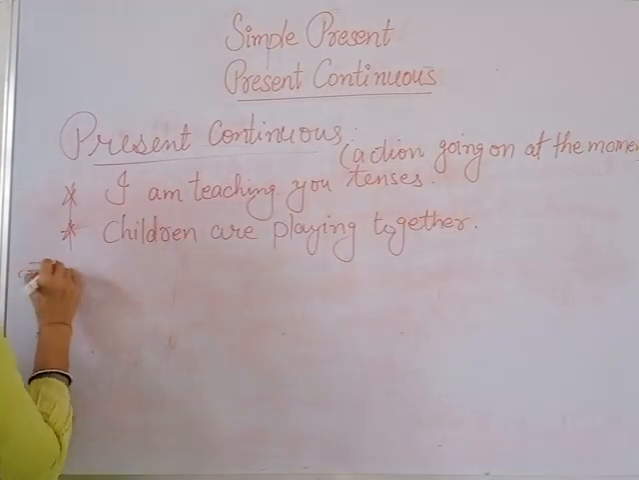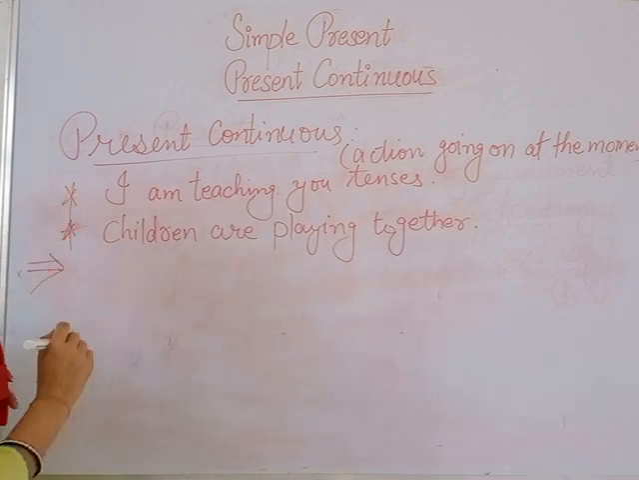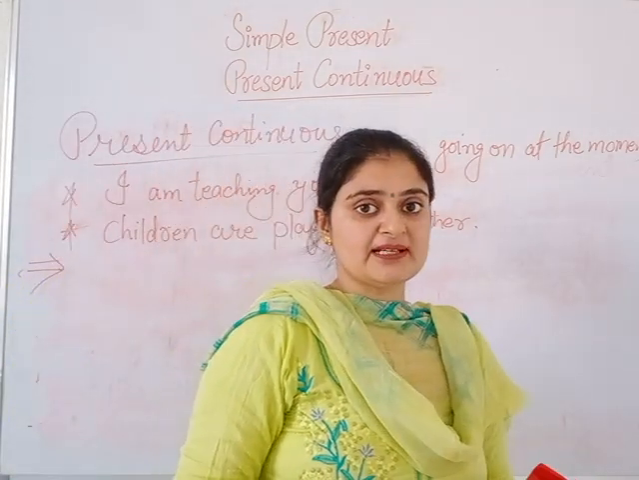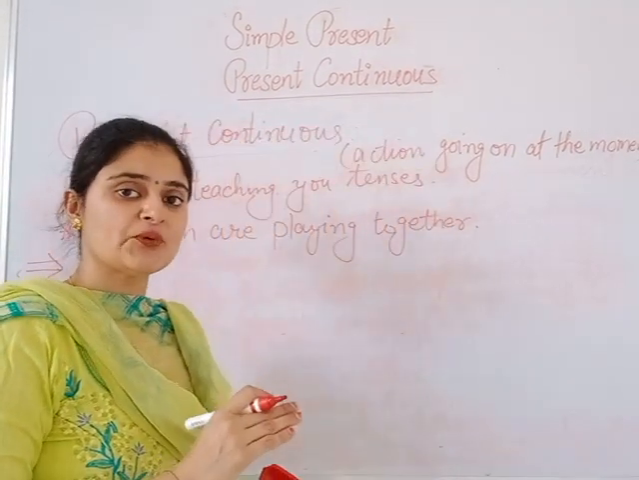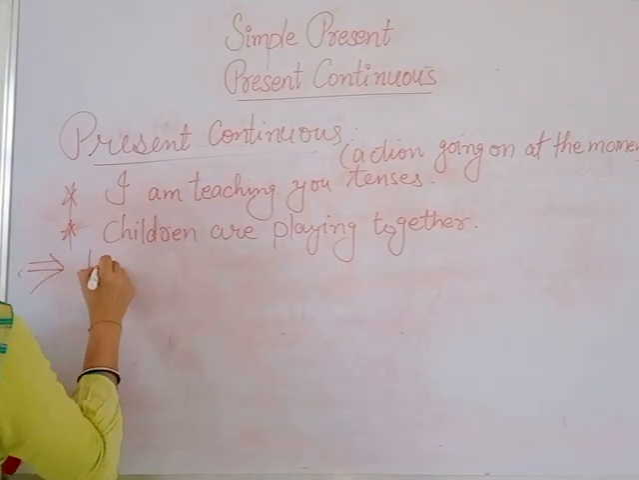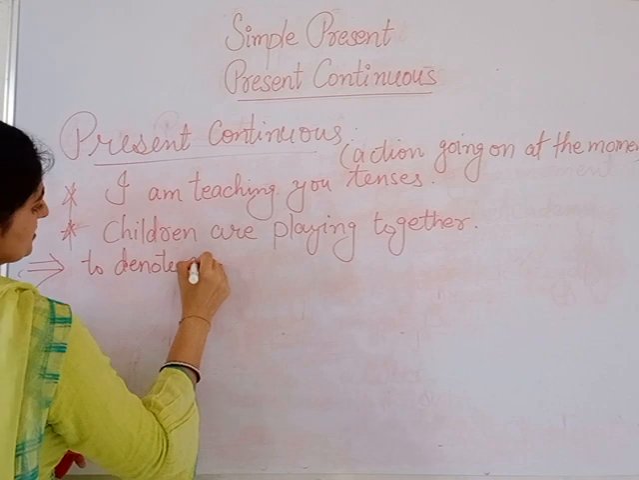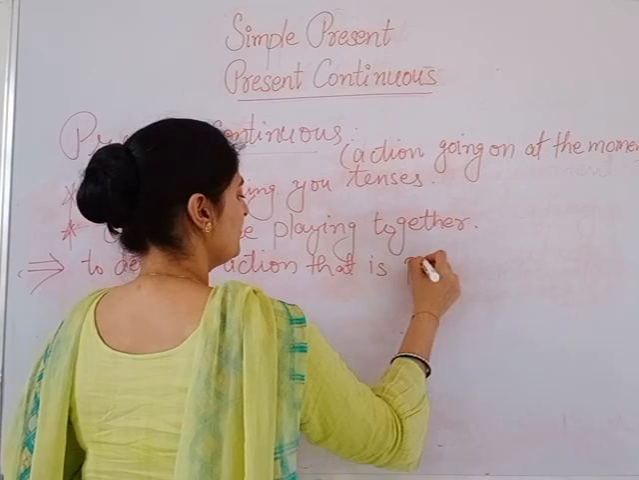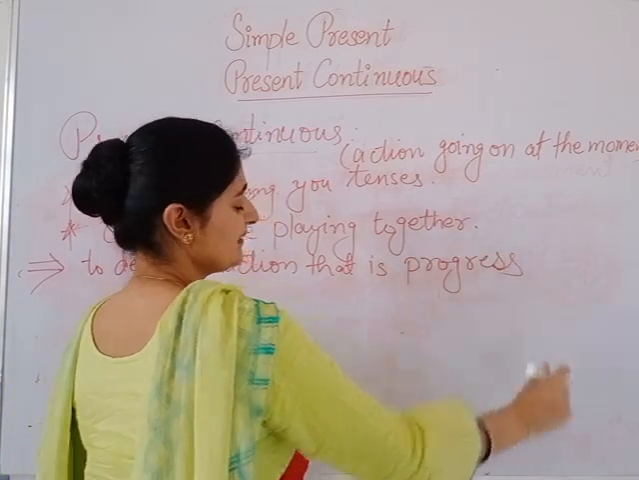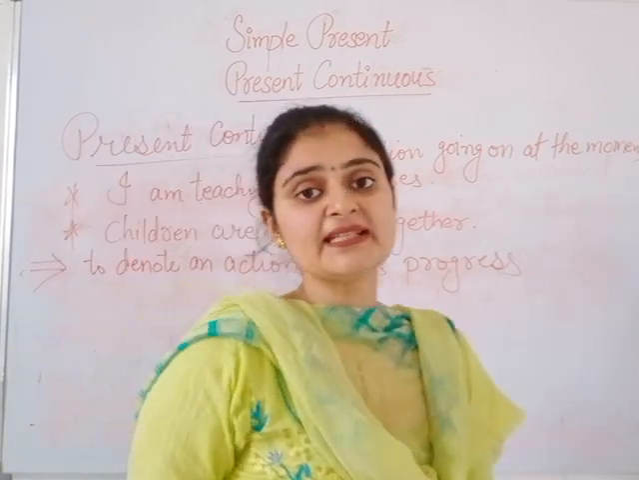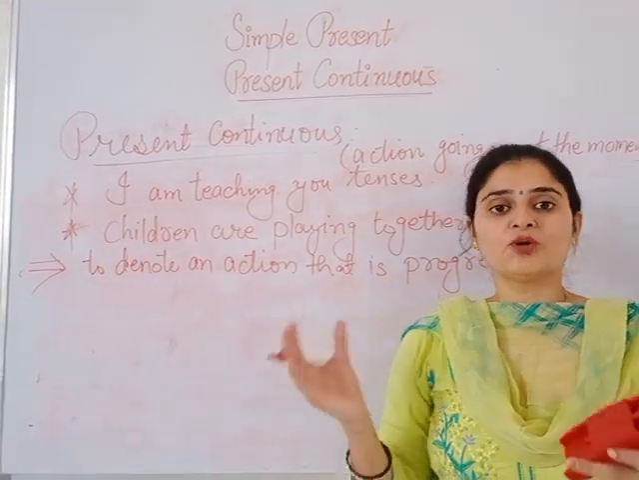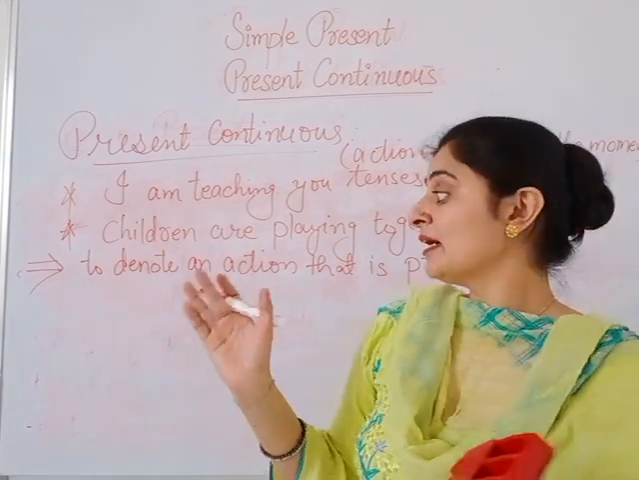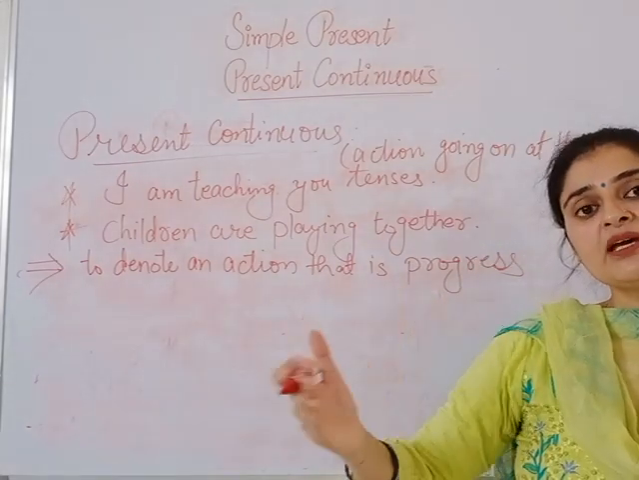Okay. The second use of present continuous tense is to denote an action that is part of a long project, meaning the action that is in progress. We can write here an example. For example, I am writing a book. Okay, so it is a long project. I can't write the book in a single day or in just 1 hour. But the work of writing the book is going on.